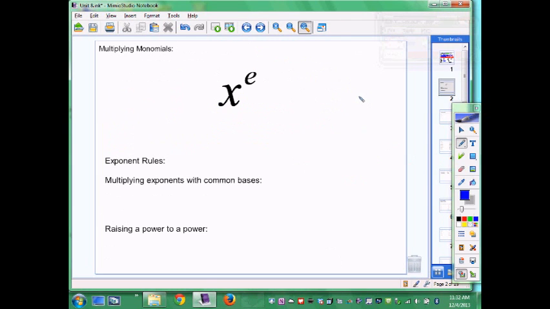Multiplying monomials oftentimes involves multiplying exponents with common bases. Okay, so this is our exponent. This is our base. The number on the bottom or the variable on the bottom is the base. If we multiply exponents with common bases, we add the exponents. An example of that is x squared times x to the fifth. These are both x's. Since they're both x's, I add the exponents. So it's 7.